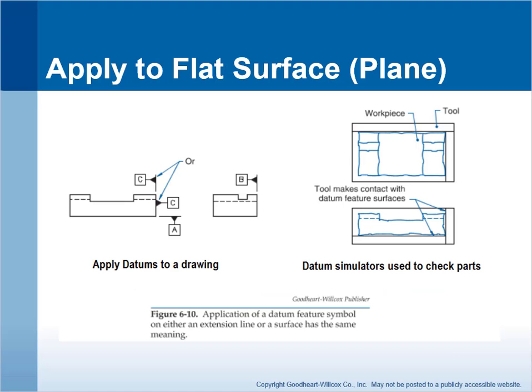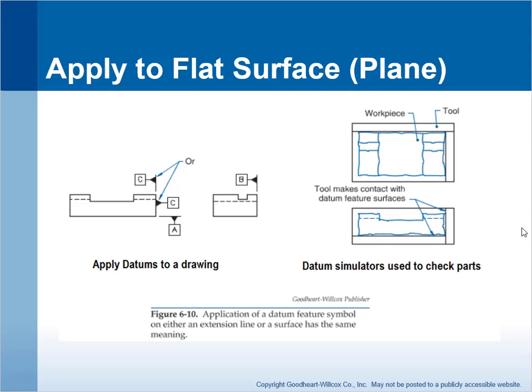So here's how to apply a datum reference, a datum identification to a flat surface or a plane. In this case, we have C. We could put it right on the surface, or we could put it off the surface with an extension line, just like we did the A here, and then the B. So here's how we apply datums to the drawing.